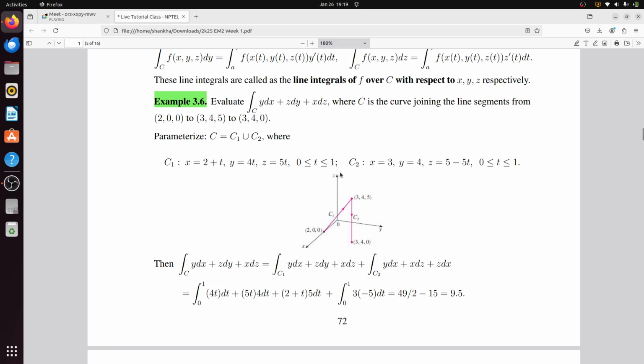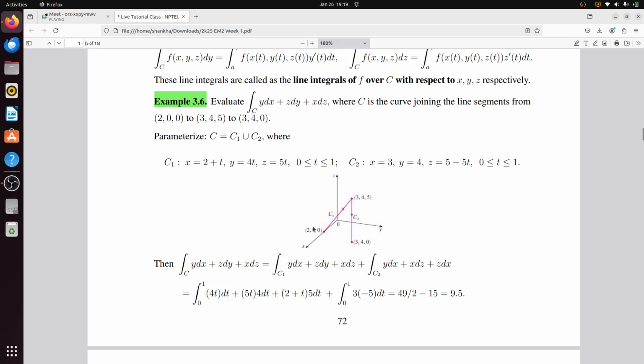Then c2 is from 3 4 5 to 3 4 0, so x equal to 3, y equal to 4 fixed. Next you need to vary z, so your z will vary as 5 minus 5t, where t is varying from 0 to 1. Okay, you can also take 5 minus t, where t varies from 0 to 5. There is no problem in it.